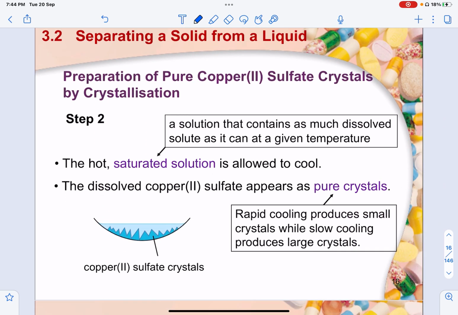After you remove most of the water, the hot saturated solution will then slowly cool, after you have removed the heating element, which may be a Bunsen burner. This solution contains as much of the dissolved solute as it can at a given temperature, and the dissolved copper 2 sulfate will slowly appear as pure crystals at the crystallization point. Rapid cooling, when you let it cool at a very fast rate, will cause your crystals to be very, very small. However, if you cool it slowly over a long period of time, it will produce larger copper 2 sulfate crystals.